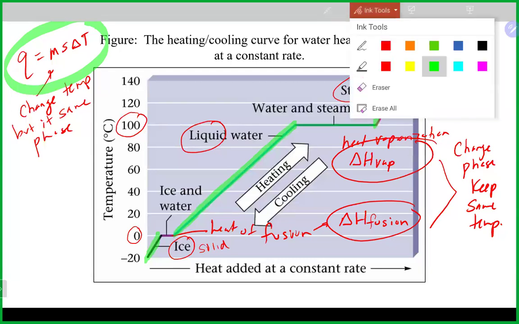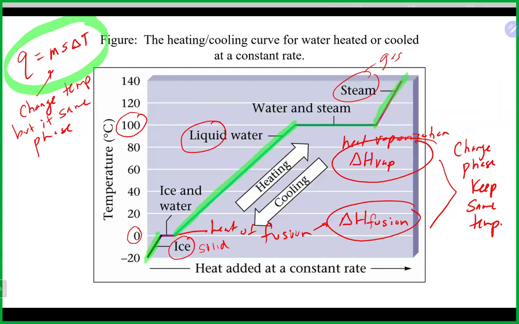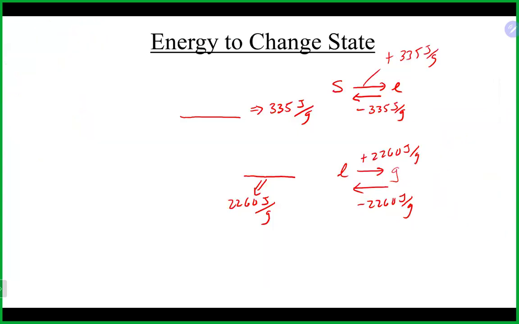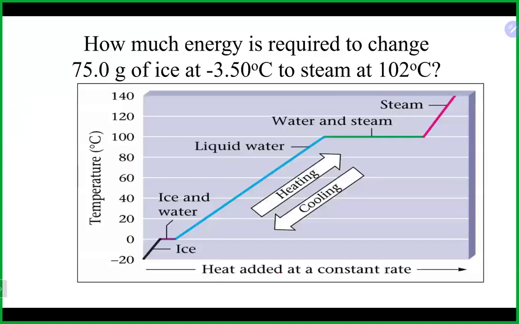Anywhere where you are not changing the temperature, where the line is flat, but you are changing the phase, that's going to require a heat of fusion or a heat of vaporization. So when you have a problem like we're going to look at here, you do want to think about where you are on this graph. You can follow along. So let's go through this calculation and talk about it.